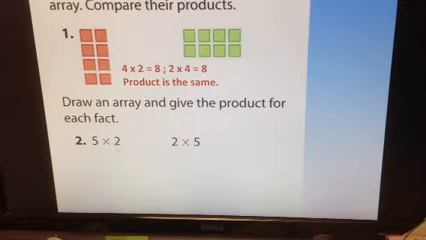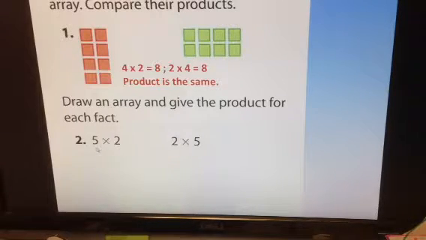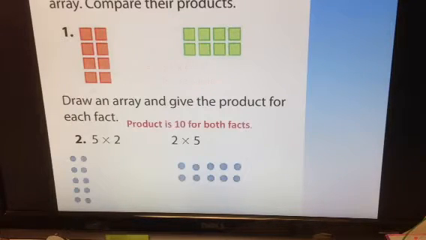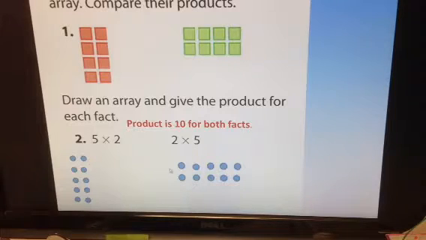Here we are, the next couple questions. The next question says draw an array and give the product for each fact. So pause the video and visualize what the array would look like for 5 times 2 and 2 times 5, and also if you can figure out what the product would be for those. Here is 5 down and 2 across. Here is 2 down and 5 across. Either way you multiply those numbers, the product will stay the same.